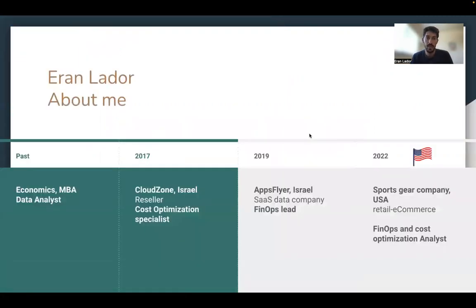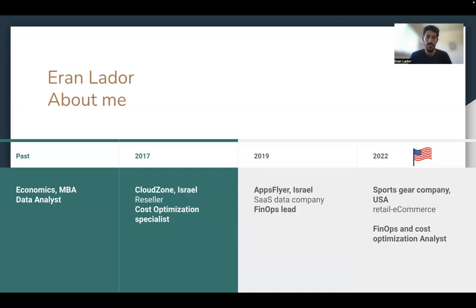And a bit about me. My background is from economics, and I studied an MBA. I used to be a data analyst until I accidentally started my FinOps career when I joined CloudZone back in 2017, where I was a cost optimization specialist. It is there where I started to learn, along with our customers, about FinOps and cloud economics, and we didn't call it FinOps back then. So I was providing optimization recommendations for our customers.